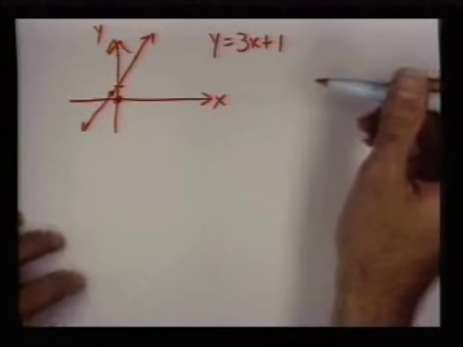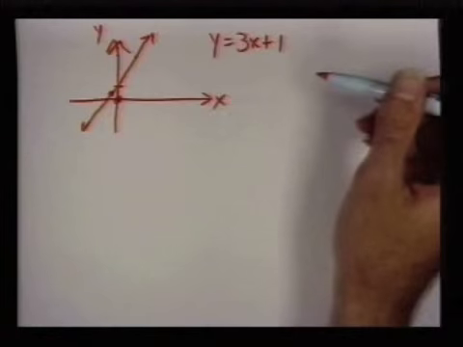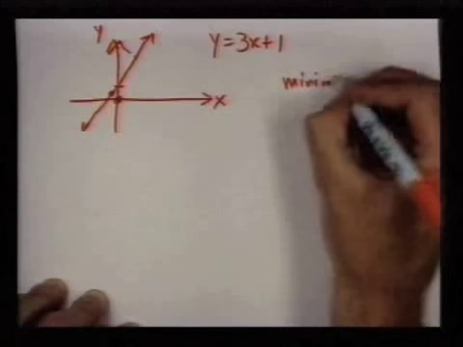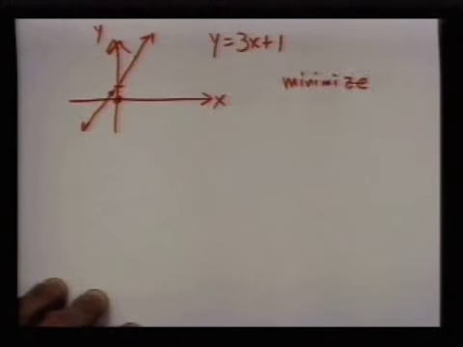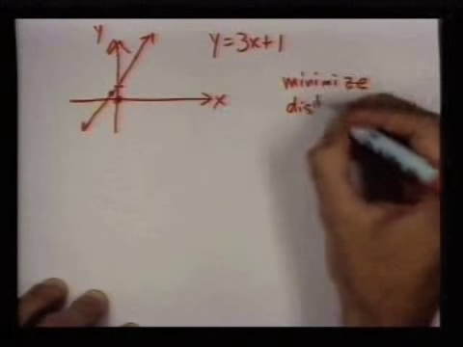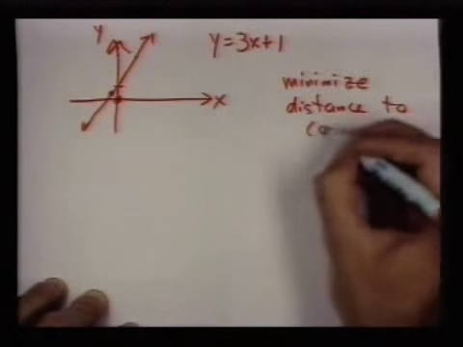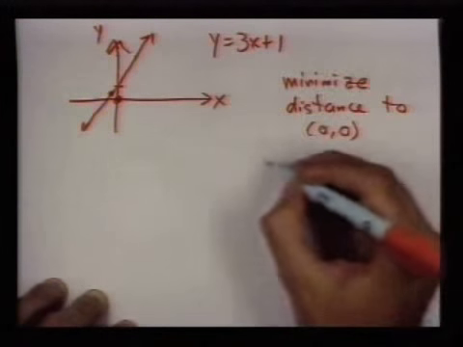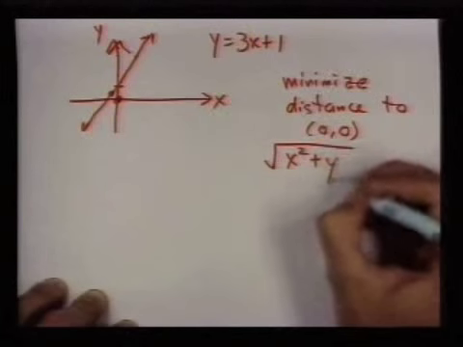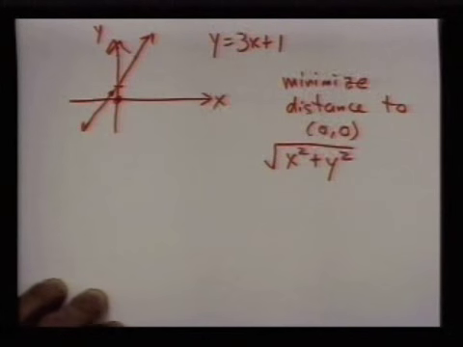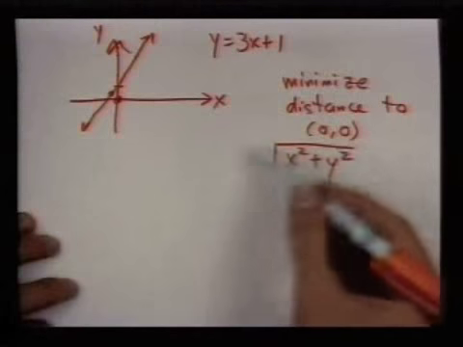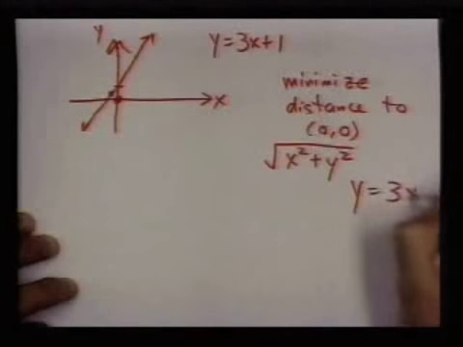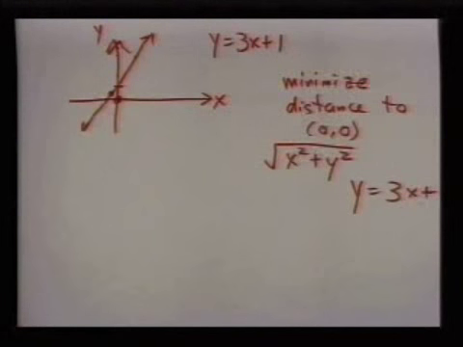But how can this be phrased as the type of problem I was talking about? Well, the thing we're minimizing is the distance to the origin. And the function that represents the distance to the origin is the square root of x squared plus y squared. That's just using the distance formula. So this is the function that we want to minimize, subject to the fact that we're on this line. So what I mean is that we have y equals 3x plus 1.